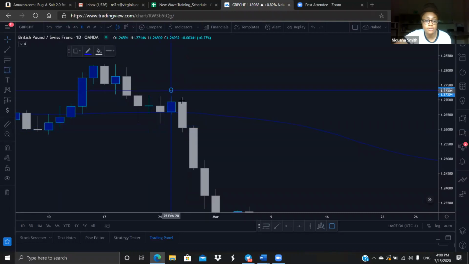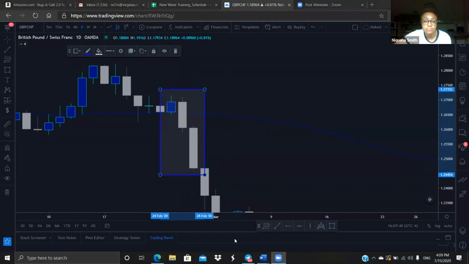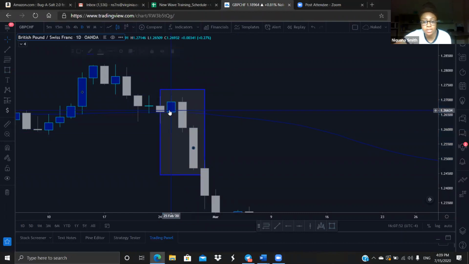I'm going to give you all a few seconds to screenshot this or take a picture of it, and let me know if I need to repeat that. So once again: bullish, followed by bearish, followed by another bearish aligned underneath the previous bearish candle.